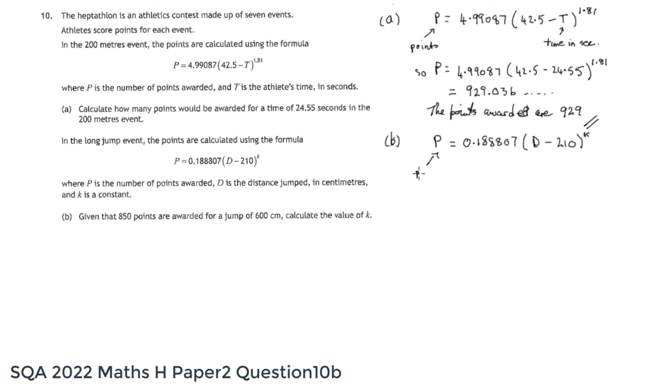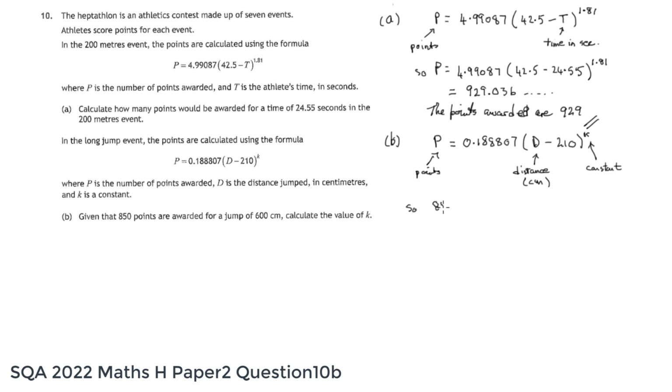So again, this is the number of points. This time, this is the distance. It's a long jump, measured in centimetres. And this is a constant. And the question asks us to find that constant. We're told that 850 points were awarded. The jump was 6 metres, 600 centimetres. So let's go ahead. Again, we can just plug in values.